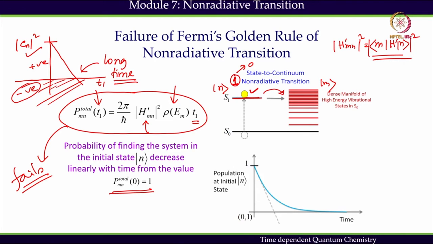So, what is going on for a shorter time? It's perfectly fine, we can accept that, but for longer times it fails to represent the long-time behavior of quantum decay dynamics.